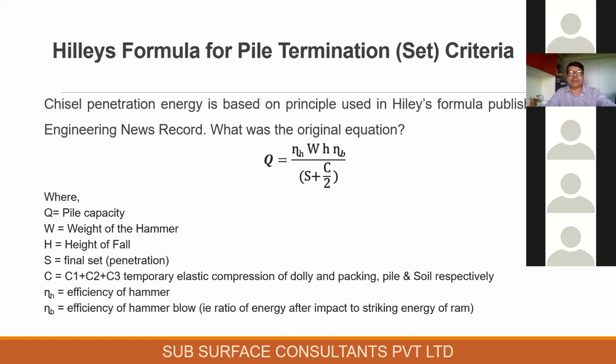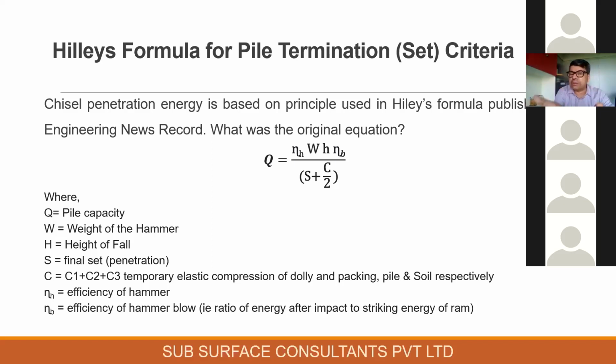Now remember, this is an energy equation. W into H is basically work done. So that's the energy equation. So you're imparting energy to the pile, and of course the weight of the hammer and the weight of the pile are related to each other. You cannot have a very small hammer impacting on a 50-meter long pile, not possible. So there is always a ratio of weight of the hammer versus weight of the pile. I'm talking about the total weight of the pile. So this is very important, and so this is an energy equation.